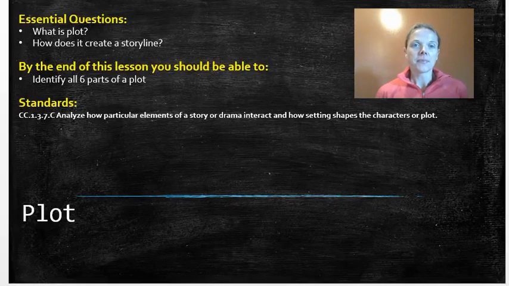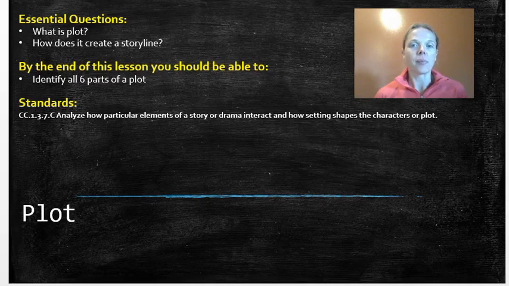Good afternoon, students. The essential question for this lesson is, what is plot? And how does plot create a storyline? By the end of this lesson, you should be able to identify all 6 parts of a plot. We're dealing with Standard Common Core 137C, which is analyze how particular elements of a story or drama interact and how setting shapes the characters or plot. And our goal is to understand plot.